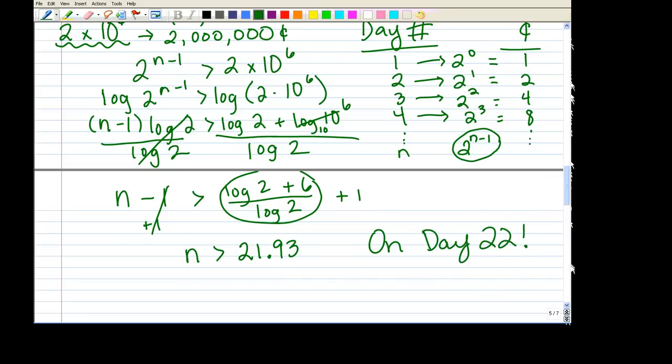So if you were given the option, do you want the car or do you want the pennies? Take the pennies in this situation, because only on day 22 will you have more than $20,000, and you still have the rest of the month to go. Okay, let's move on to the next example.